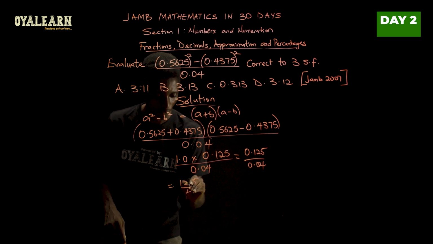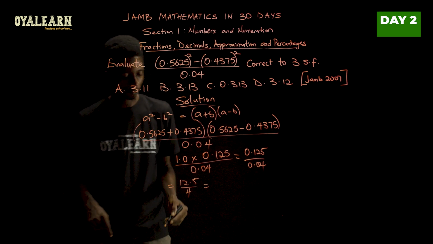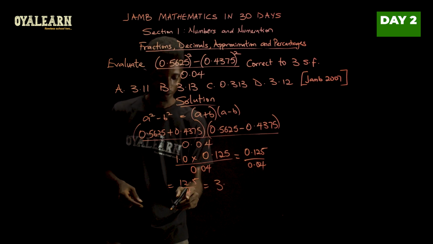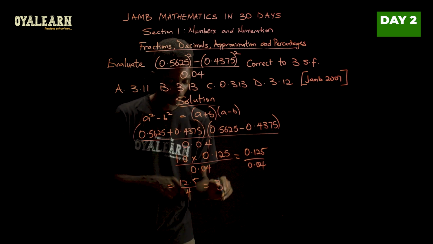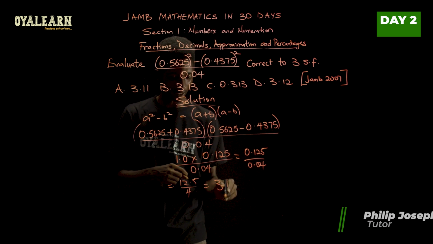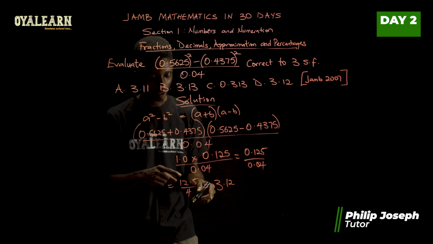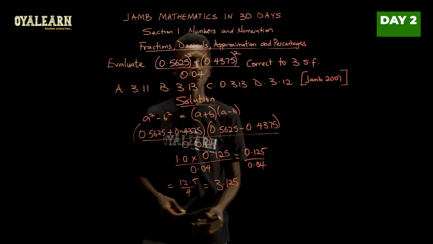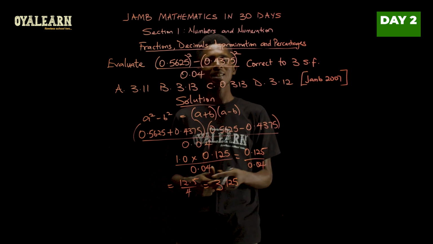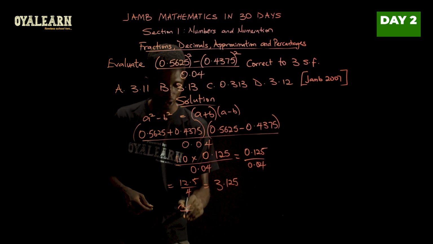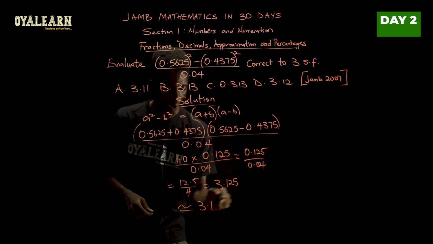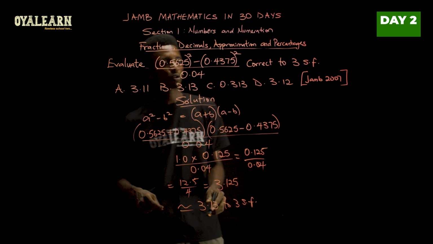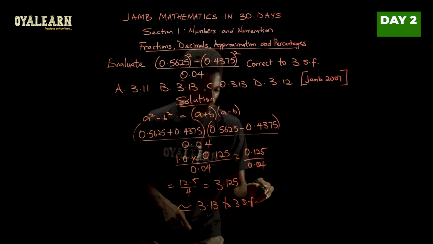Now, 0.125 over 0.04 is the same thing as having 12.5 over 4. Now, let's see. 4 will go in 12 3 times, no remainders, so 0.4 in 5, that's 1, remainder 1. Now, 4 in 10, that's 2, remainder 2. And then 4 in 20, that is 5. So we have 3.125. Now recall that we are told to correct to 3 significant figures. So therefore our answer is approximately 3.13 to 3 significant figures. So the correct option would be B.